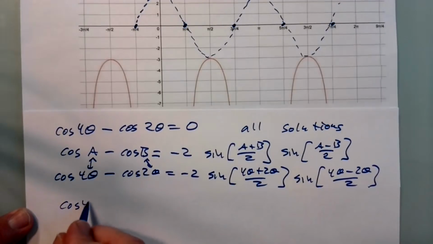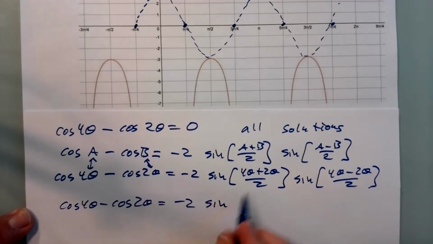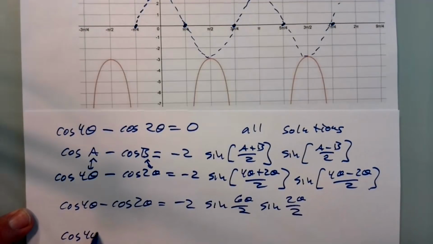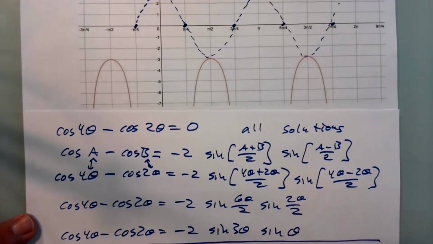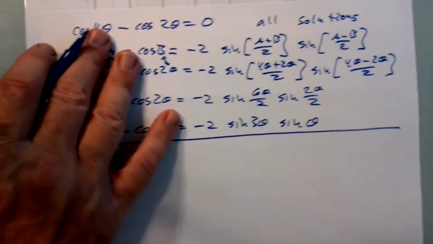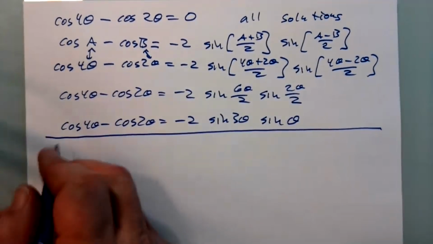So we get cos 4 theta minus cos 2 theta is negative 2 sine what? 4 theta plus 2 theta, 6 theta over 2. 4 theta minus 2 theta, 2 theta over 2. So we have cos 4 theta minus cos 2 theta is negative 2 sine 3 theta sine theta. That was all of our analysis. Now, the original problem was cos 4 theta minus cos 2 theta is 0.